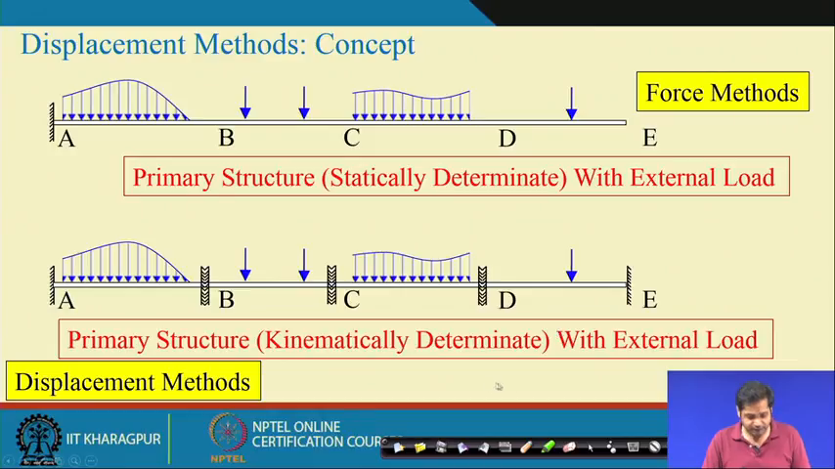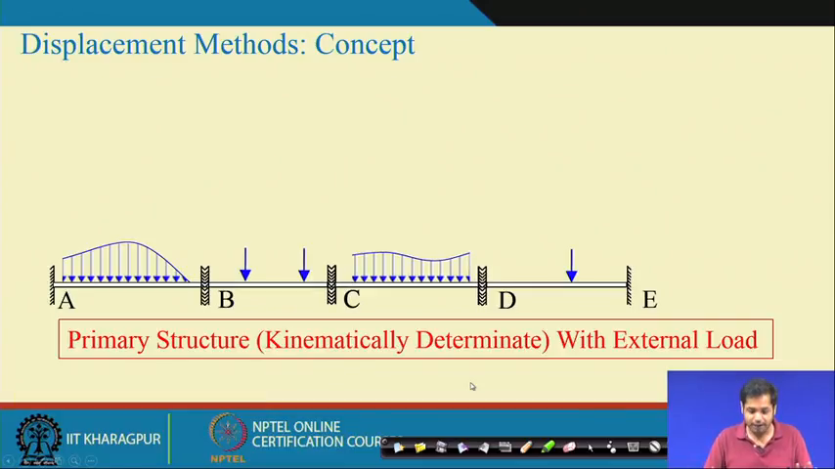this is the primary structure, statically determinate for the force method. In the displacement method, the structure is kinematically determinate. There is no deformation at any end. The kinematic indeterminacy of the basic structure with external load is 0. Okay. Now, in the force method, we need to solve the basic determinate structure for the applied force and for the redundant forces as well. We have to do the similar thing here.